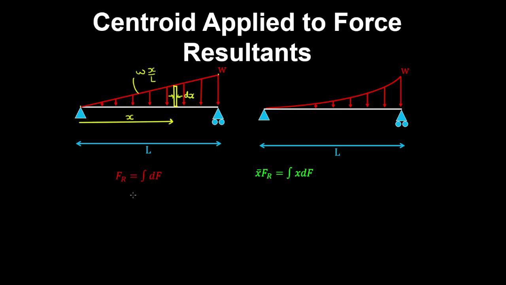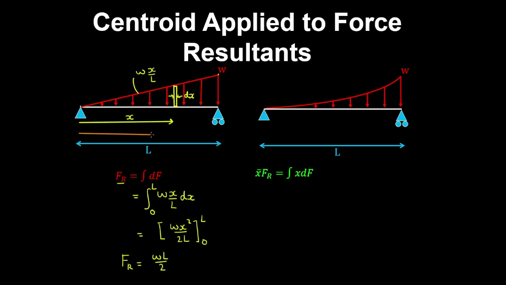well, this differential force is equal to the height of this rectangle, which is Wx on L, multiplied by the thickness of the rectangle. And then integrating from x equals 0 to x equals L gives us the force resultant. So if we evaluate this integral, we get Wx squared on 2L, evaluated from 0 to L, and therefore the magnitude of the resultant force is equal to WL squared on 2L, or WL on 2.